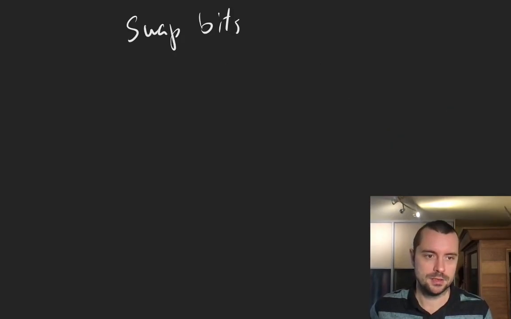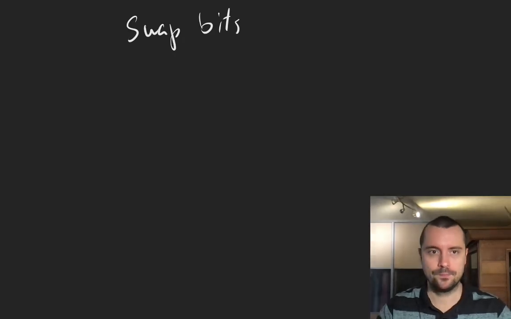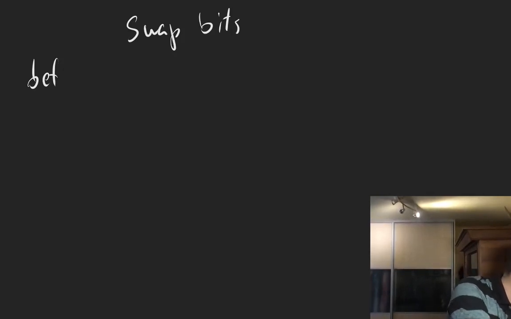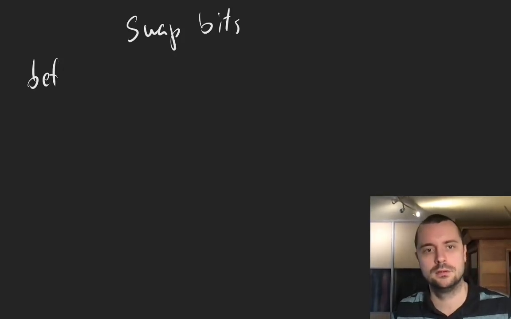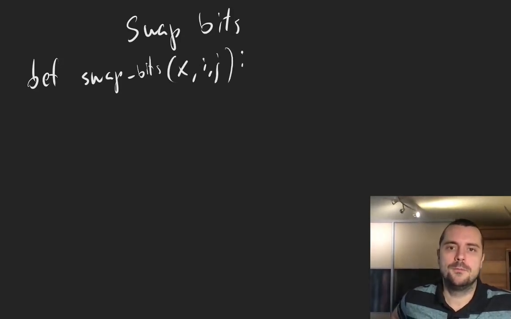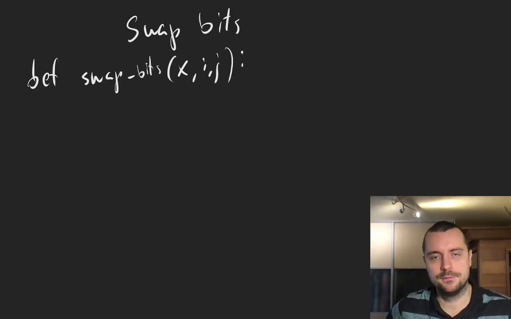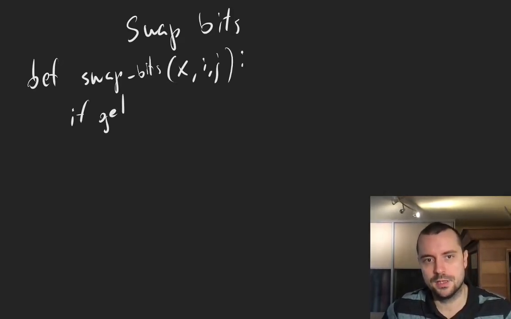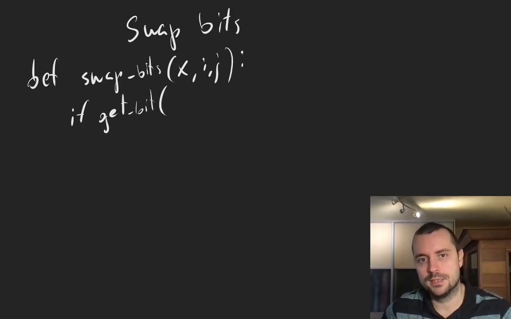So let's implement this. So the name of the function is Swap Bits. Okay. Swap bits, and we have our number X, and we have I and J. What we do first is we will create a helper function. So if those 2 bits are the same, we don't need to do anything, we just return X back, right? So let's have this helper function, get bit, and we pass it X and I.